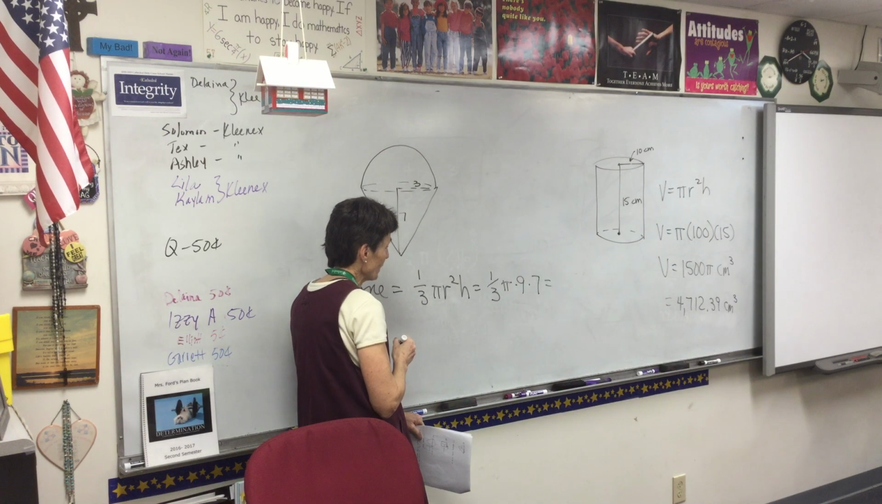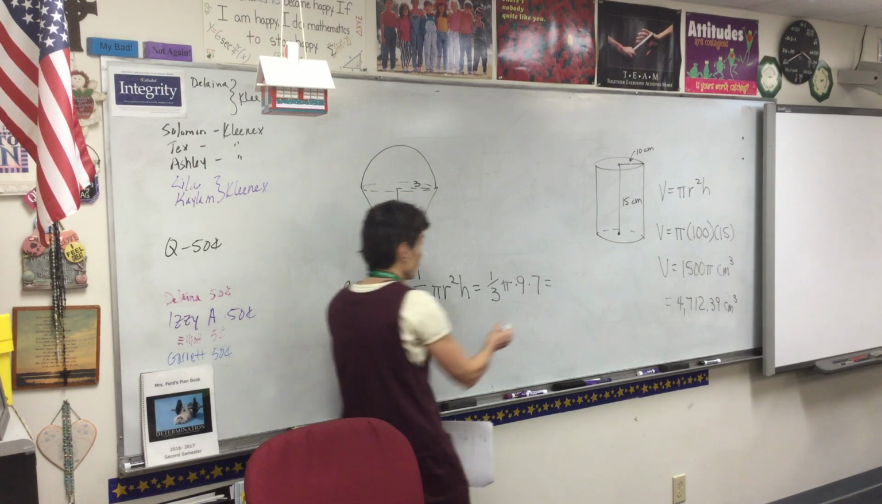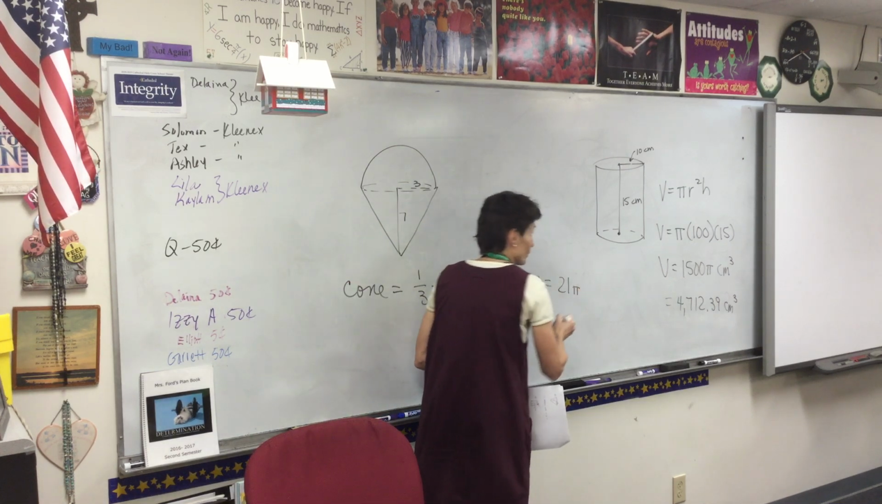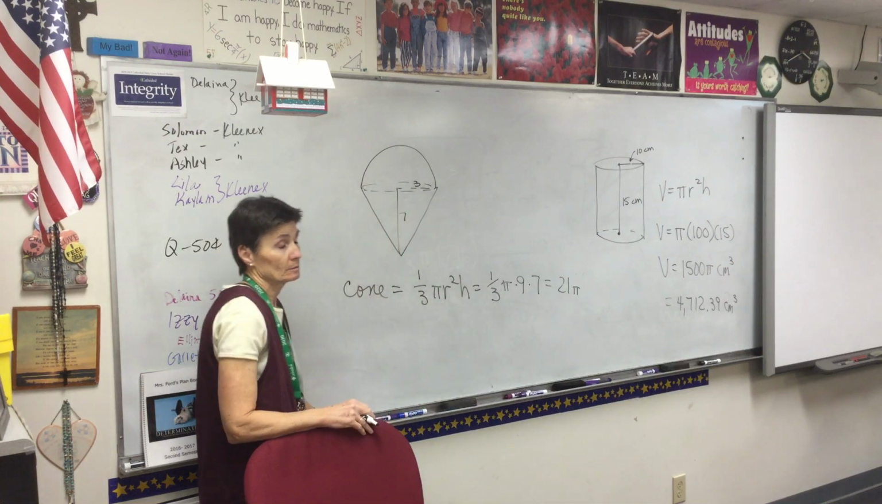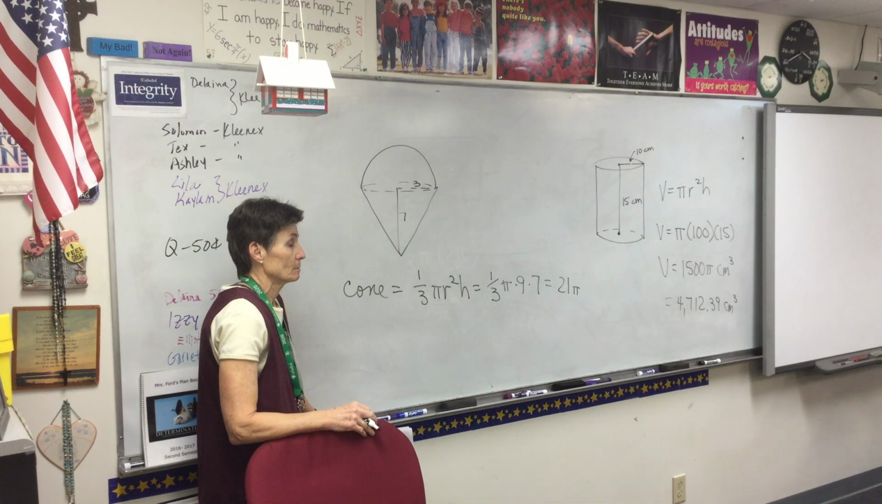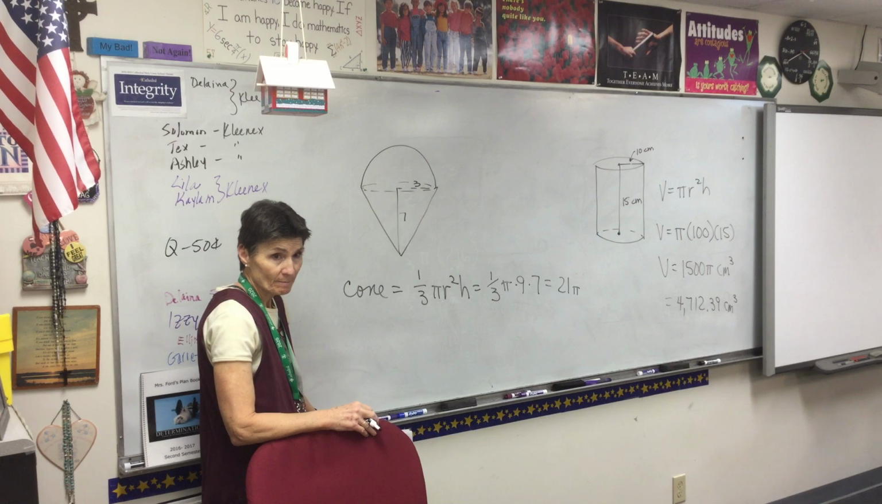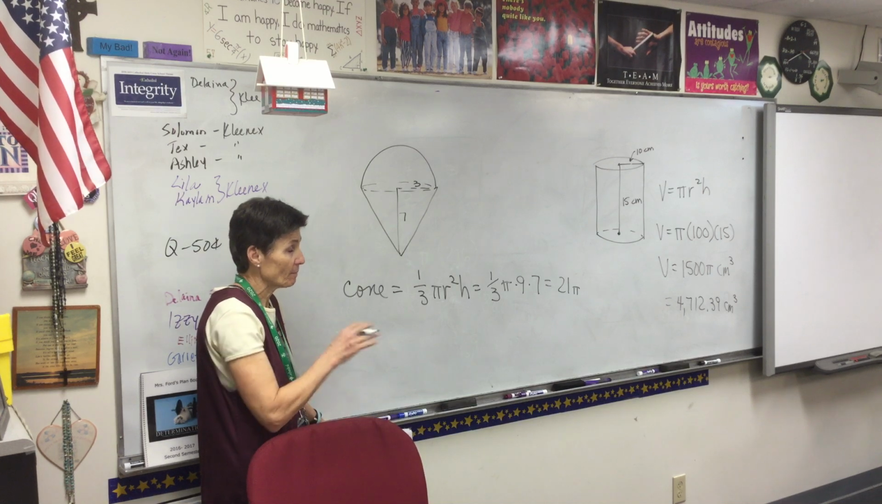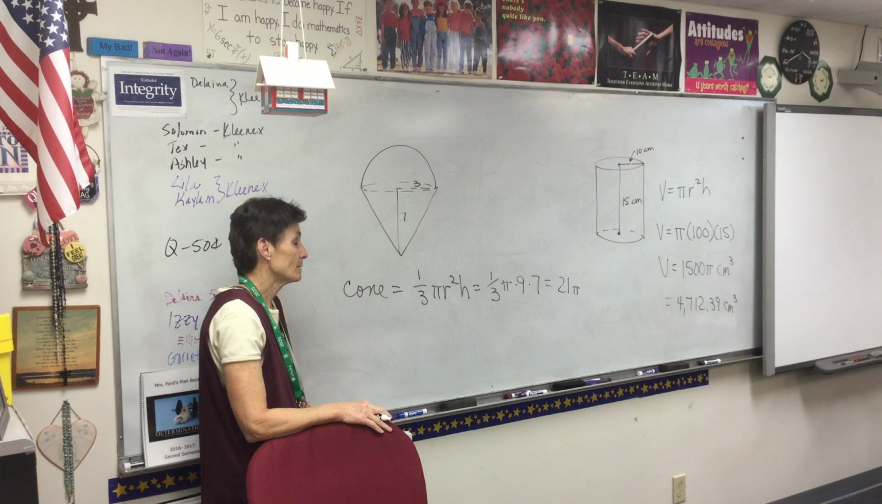So what happens when I multiply 1/3 times 9 times 7? 21. So 21 pi for the cone. Is that okay with everybody? We'll do it exactly first, then we'll come back and do it with our calculator later.